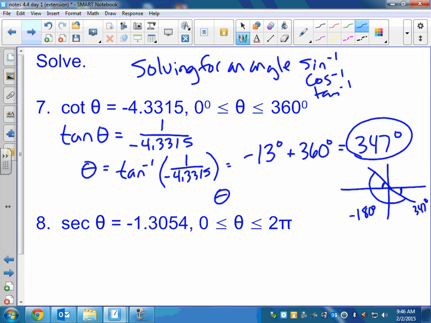To find my other angle, I'm going to take 347 degrees, and I'm going to subtract 180 so that I can go from quadrant 4 to quadrant 2. Why am I going to quadrant 2? Because I know that's where tangent's negative. And I get 167 degrees.